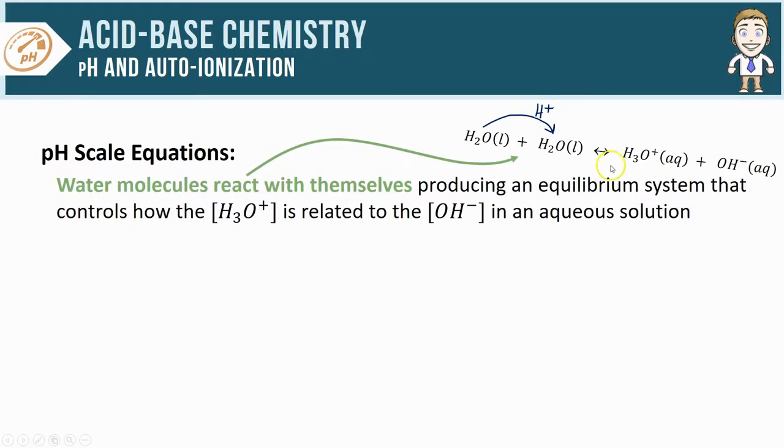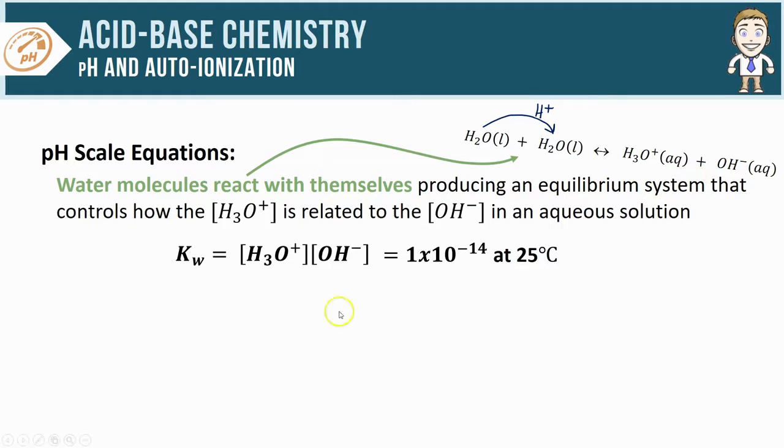Notice the reversible arrow. That means this reaction reaches an equilibrium that's going to control the amount of H3O plus and OH minus in any aqueous system, including, of course, acids and bases. The equilibrium expression for this would, of course, be H3O plus times OH minus concentrations. The subscript of w on the K simply stands for water. This would have an equilibrium constant of 1 times 10 to the minus 14 at 25 degrees Celsius.